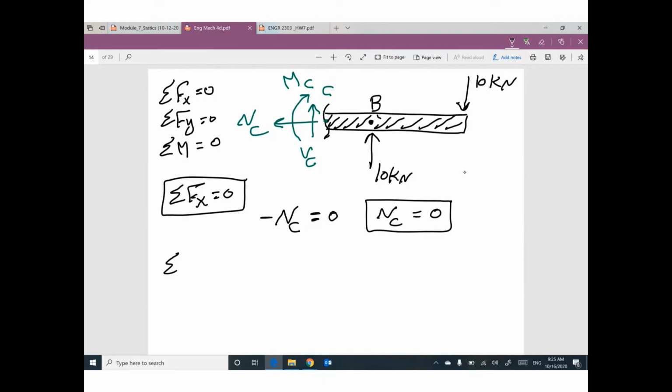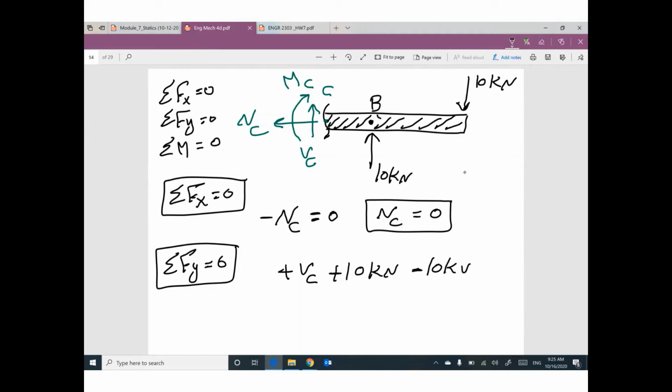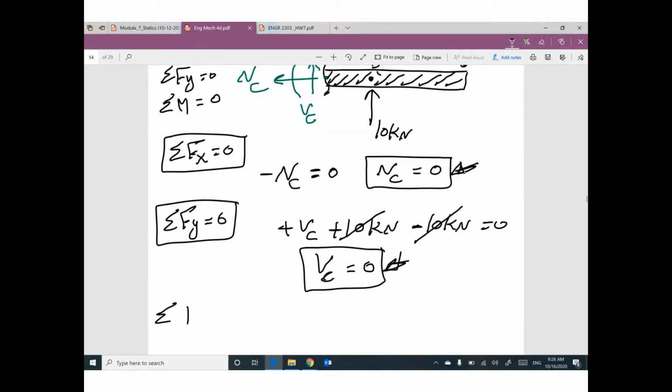Summation Fy equals 0. What forces do you have in y direction? We have positive VC. We have positive 10 kilonewton. We have negative 10 kilonewton. Anything else in y direction? No. This one will cancel this one. VC equals 0. You are lucky. You have many zeros. I know students do not like 0. But anyway, your calculation gives you 0 values. That's fine. The third one, summation moment at any point equals 0.